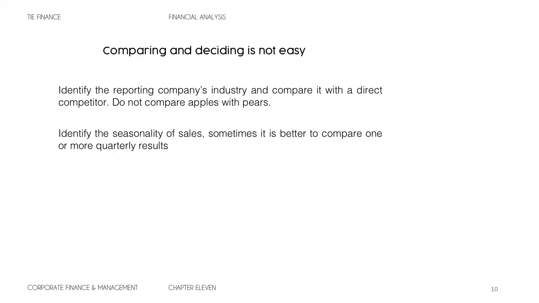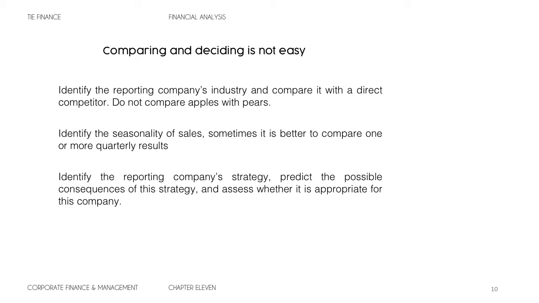And identify the seasonality of sales. Sometimes it is better to compare one or more quarterly results. For example, the toy industry just has sales on Christmas. Well, not just, but most of their sales will be at the end of the year. And something like Coca-Cola will have, let's say, more stable revenue throughout the year.